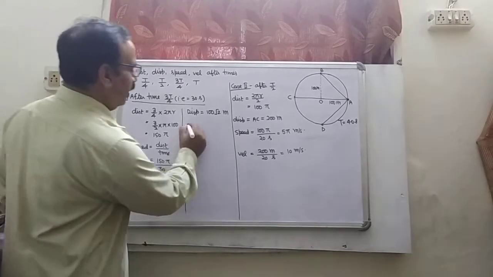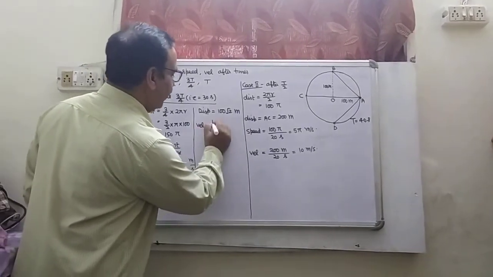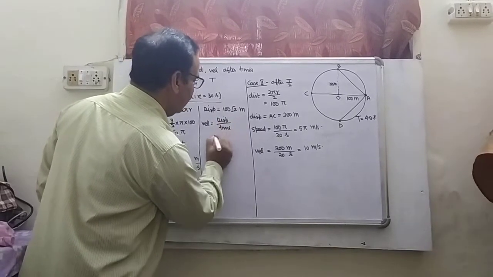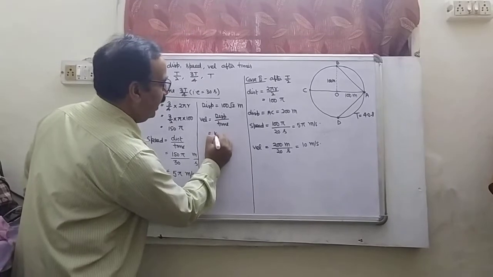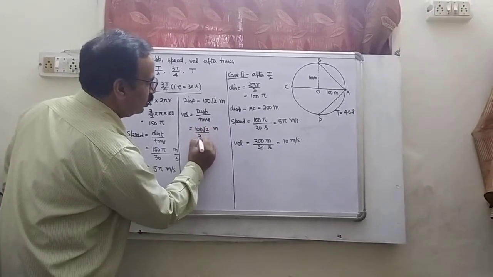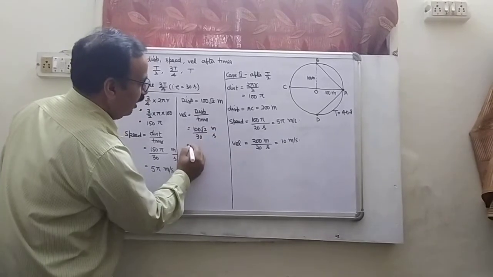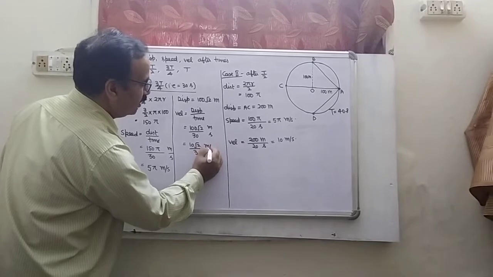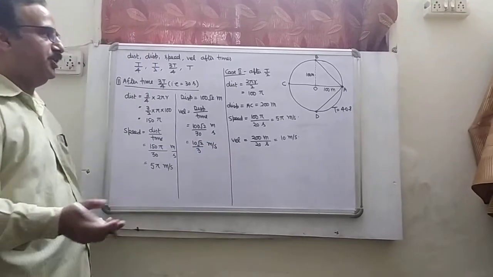And now we have to find velocity. Velocity is displacement upon time. Displacement is 100 root 2 meter. Time is 30 seconds. So it will be 10 root 2 by 3 meter per second. Velocity is again changed.